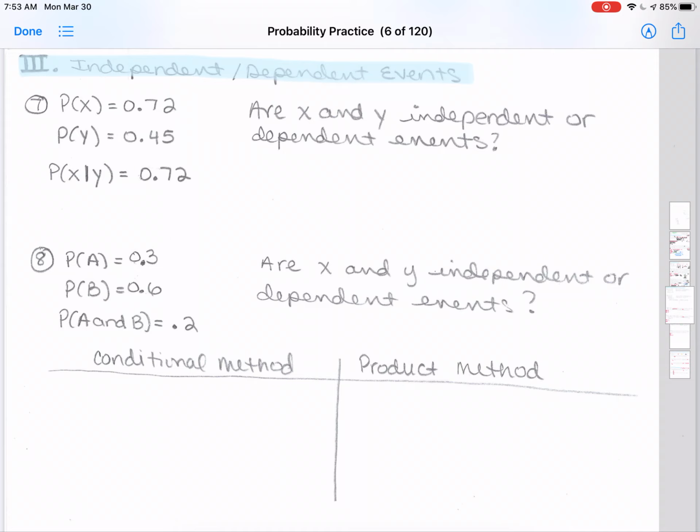Sorry, I'm getting so distracted because this phone is going off. I'm trying to see what the messages are for students, but I've got to push it away. Okay.